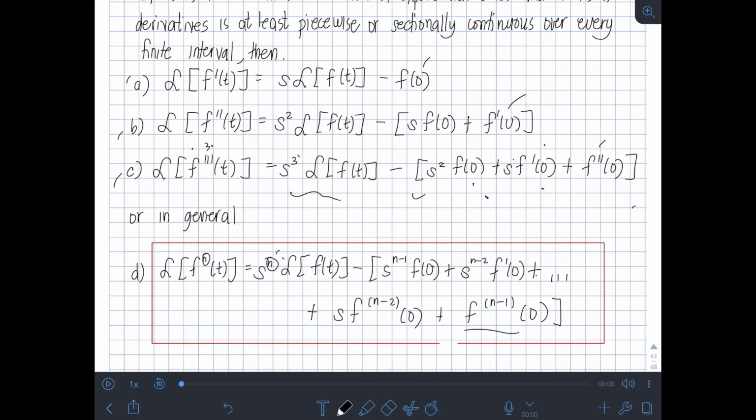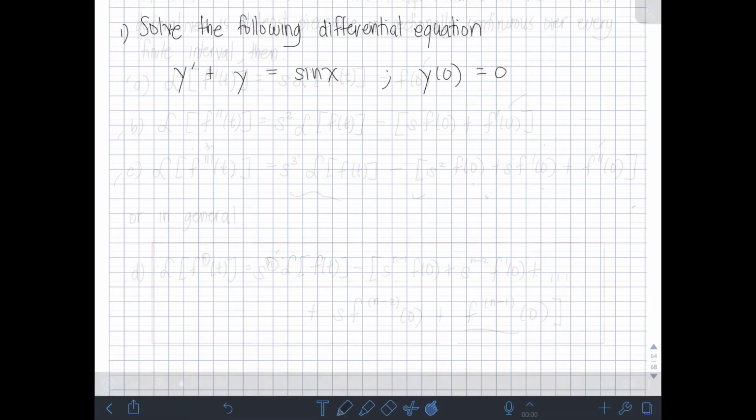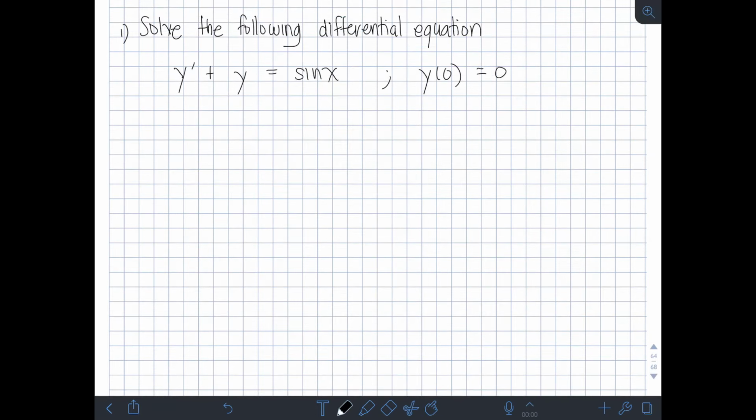Okay, so let's try to solve some differential equations. For the first example, we have solve the following differential equation. y prime plus y is equal to sine x. y of 0 is equal to 0. Okay, so meron tayong DE na y prime plus y is equal to sine x.